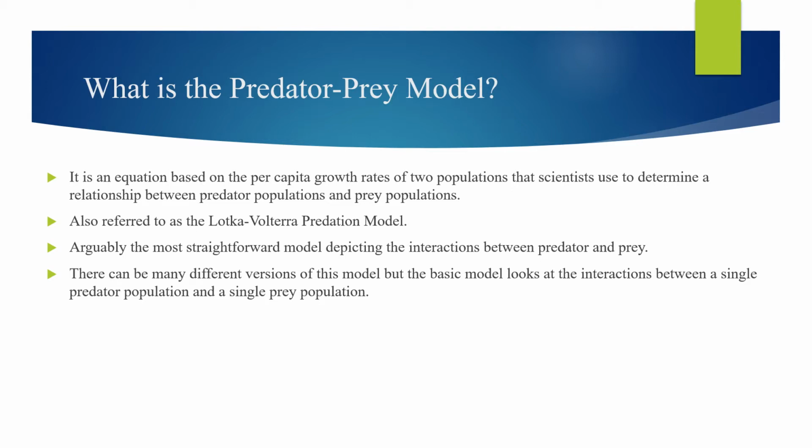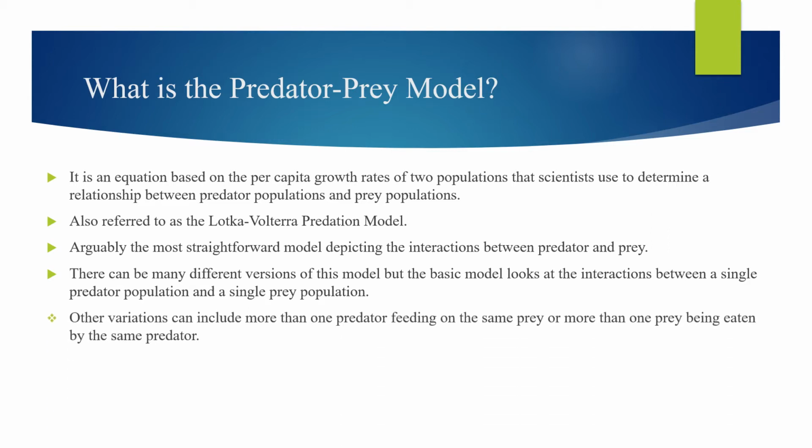There can be many different versions of this model, but the basic model just looks at interactions between a single predator population and a single prey population. Other variations may include more than one predator feeding on the same prey, or more than one prey being eaten by the same predator.